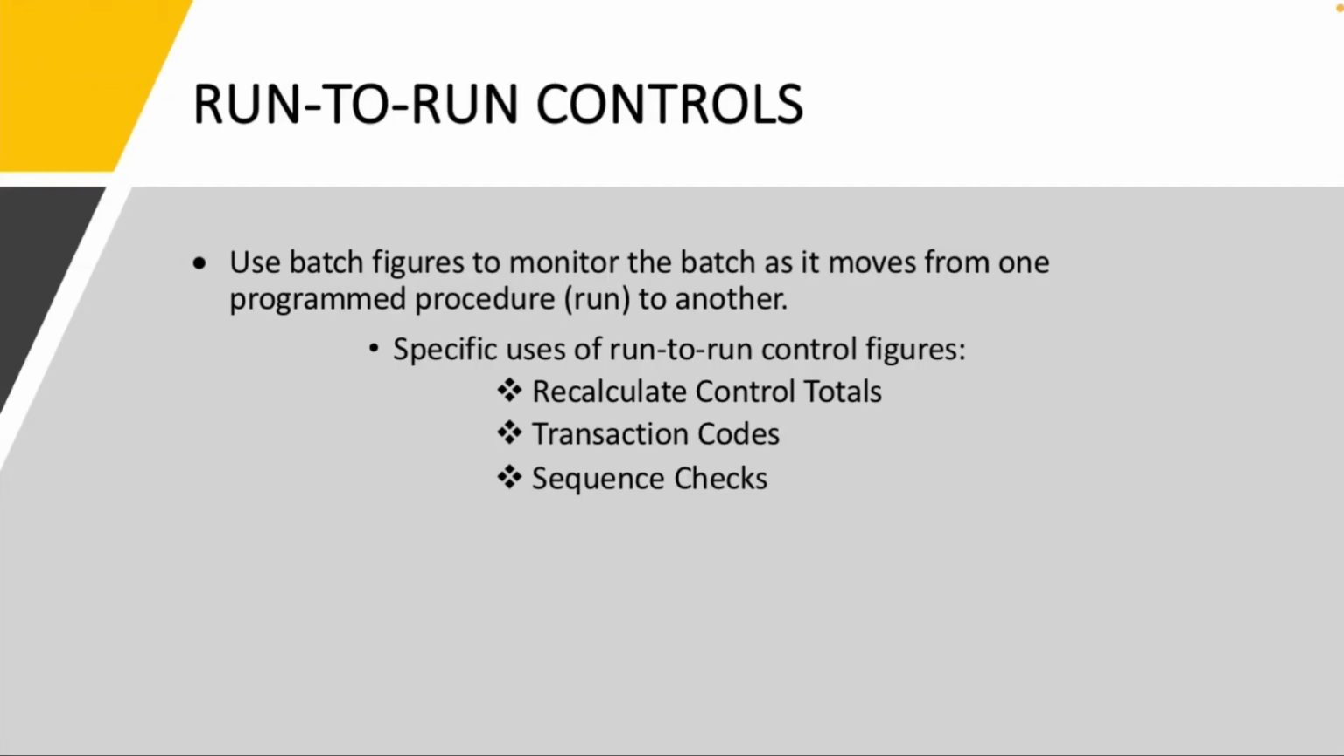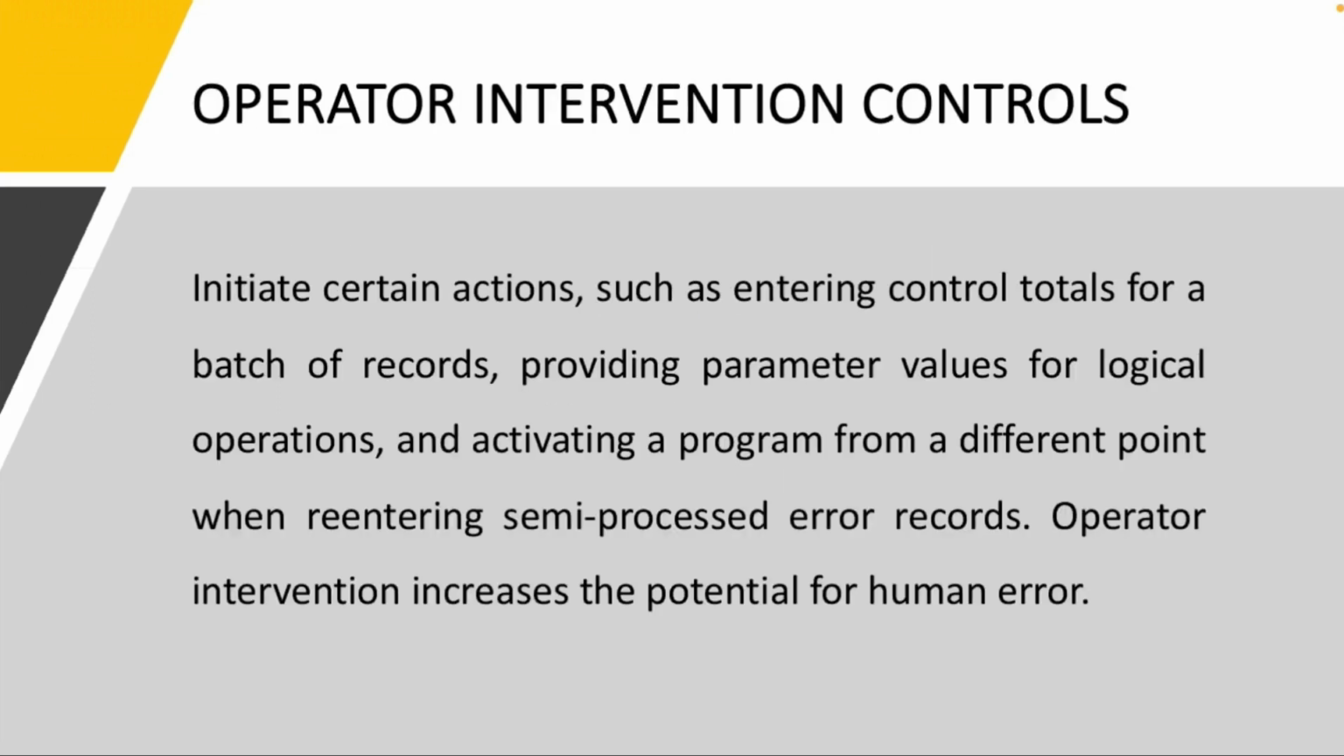Run-to-run controls use batch figures to monitor the batch as it moves from one programmed procedure to another. Specific uses of run-to-run control figures are to recalculate control totals, check transaction codes, and perform sequence checks. For operator intervention controls, it initiates certain actions such as entering control totals for a batch of records, providing parameter values for logical operations, and activating a program from a different point when re-entering semi-processed error records. Operator intervention increases the potential for human error.